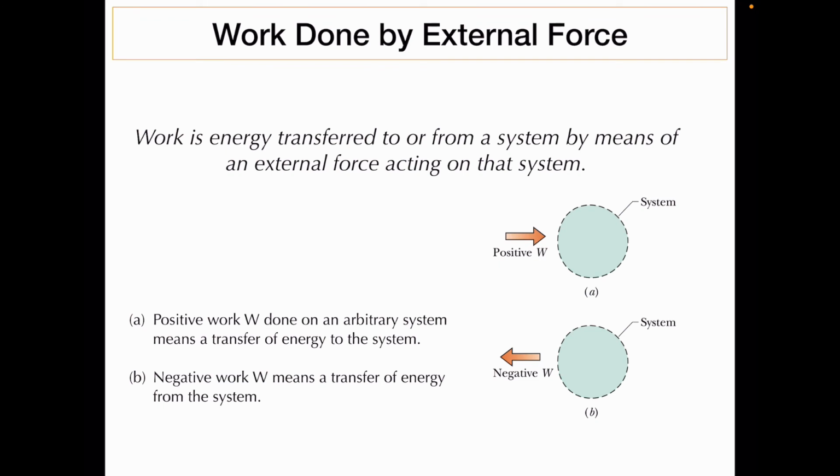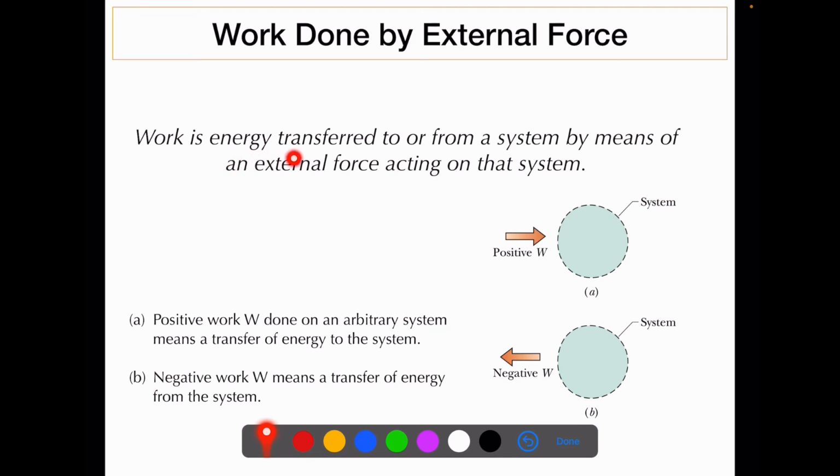Now, after all this discussion, we are able to understand that work is the energy transferred to or from a system by means of external force acting on that system. So positive work done on an arbitrary system means a transfer of energy to the system, and negative work means transfer of energy from the system. Means if positive work is done, the energy is transferred to the system, and if negative work is done on a system, the energy is transferred from the system.